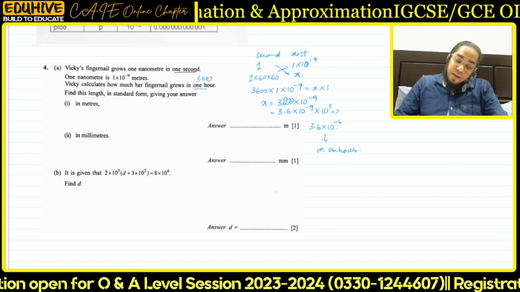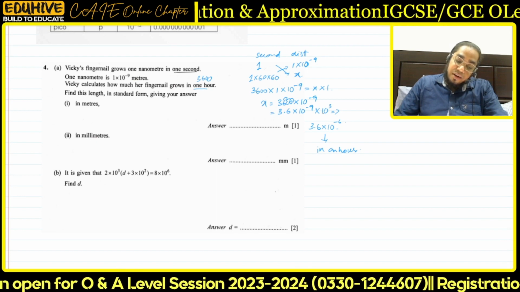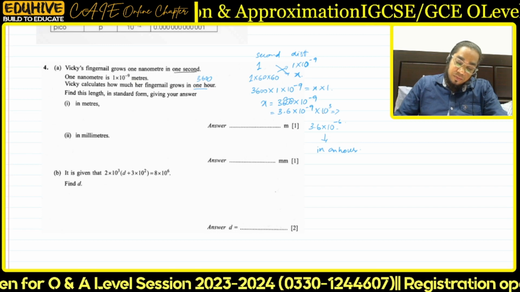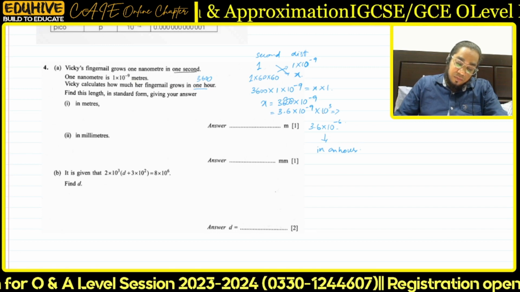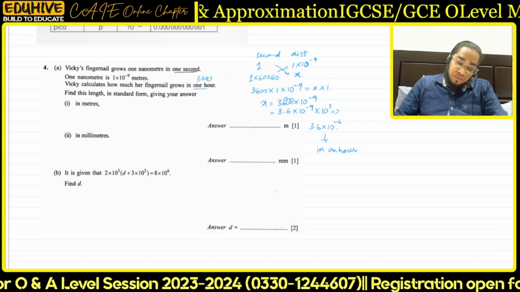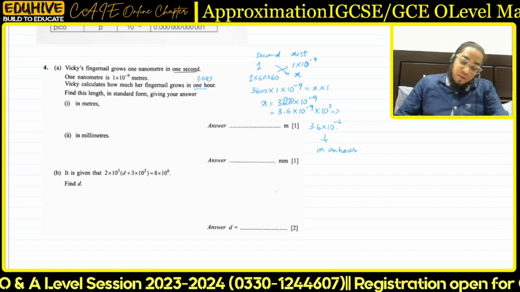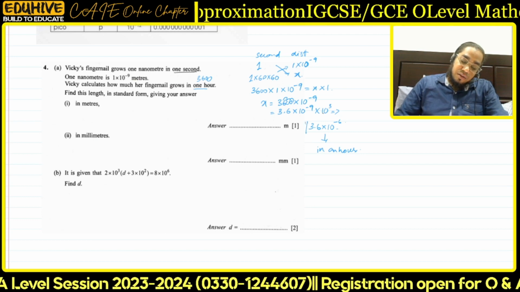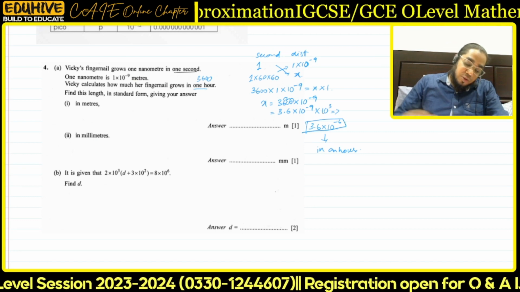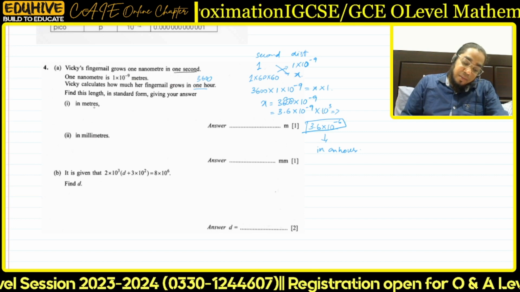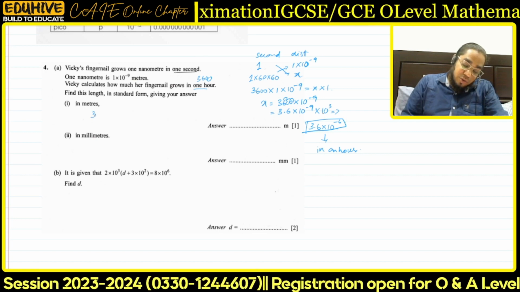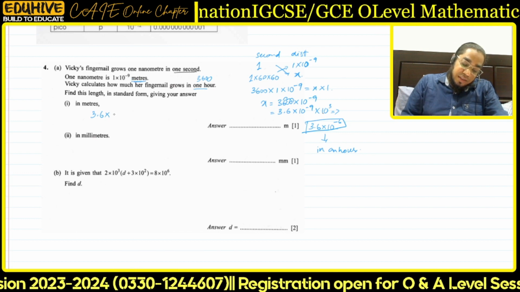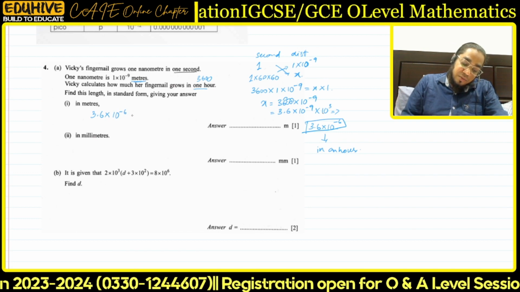Okay, you guys got it. How did I get this one? Okay, so we got it in 1 hour, the distance the nail grows. When we convert that into meters, actually that was totally in meters because the original distance was in meters. So I can say that 3.6 into 10 to the power minus 6 was in meters.